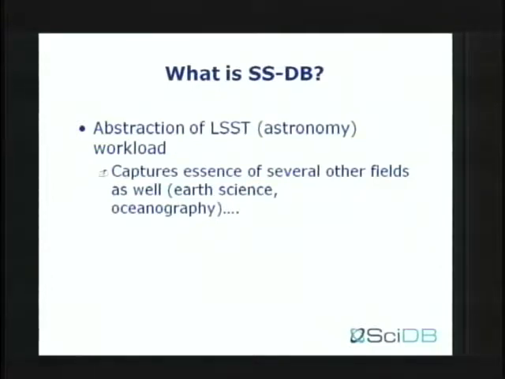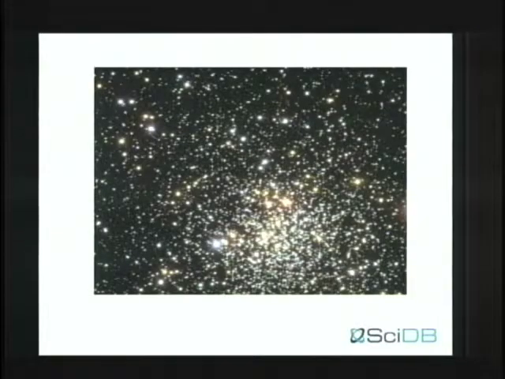So this benchmark is an abstraction of LSST, which is an astronomy workload. Basically it captures the essence of a whole bunch of other fields in addition to astronomy. So I think it's fairly general. Jacek's workload looks like this.